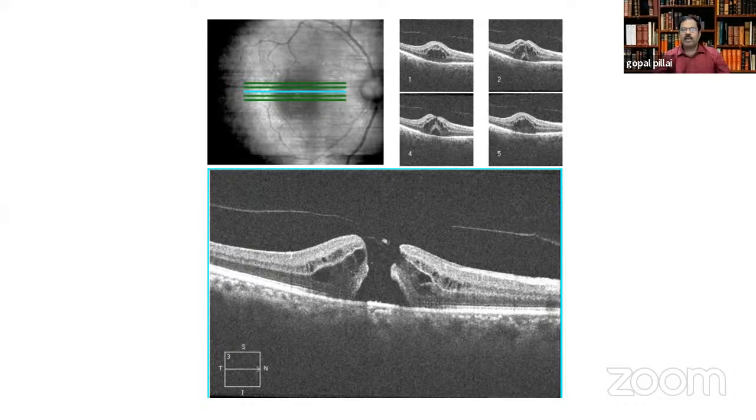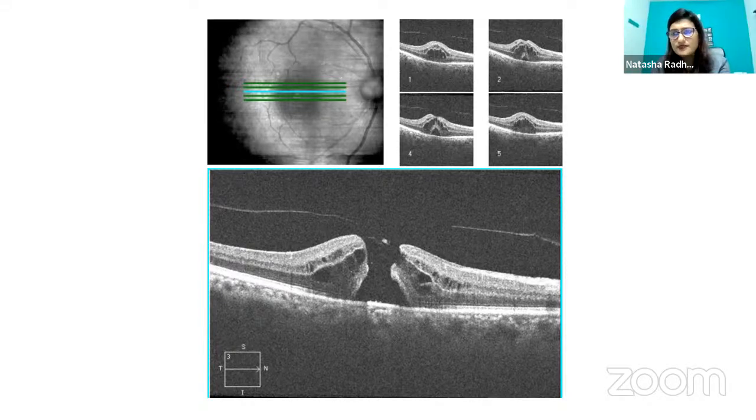Same. Can you tell us a little bit about the pathology, why it occurs? The basic pathology of a macular hole. So everybody gets PVD, isn't it? Everybody gets PVD, but only some people develop macular holes.